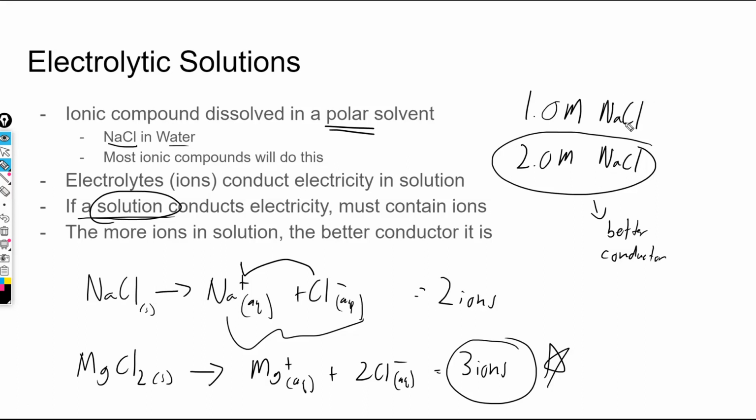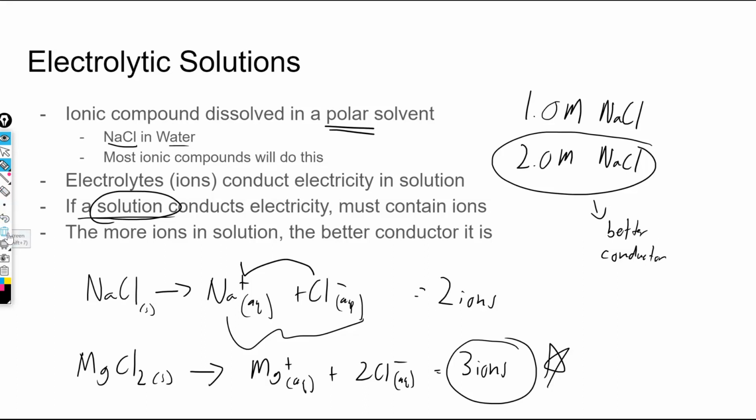Okay, so the more ions it separates into, the better conductor. The higher the molarity of the same thing, or the same amount of ions, will be the better conductor. So there's two ways you can tell whether things are better conductors.